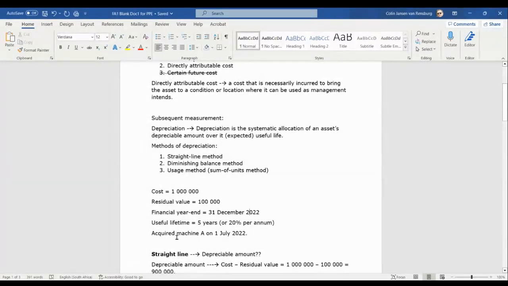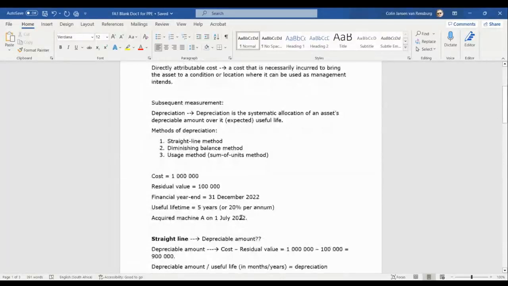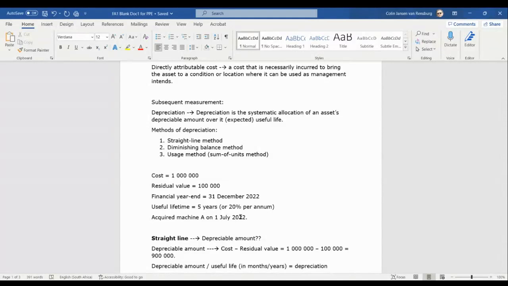Then they tell us, okay, this is now not a motor vehicle. I forgot, I typed machine. So let's now say we acquired machine A on the 1st of July 2022 for 1 million rands, right? So now let us look at the straight line method. The first thing, before we can actually calculate depreciation itself, is to go, and this only applies to the straight line method and the usage method. This does not apply to the diminishing balance method. Let me put that out there up front.